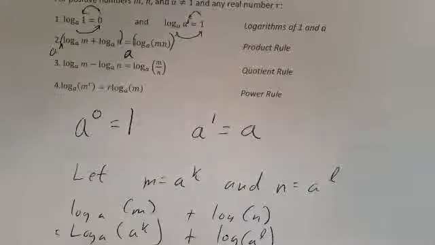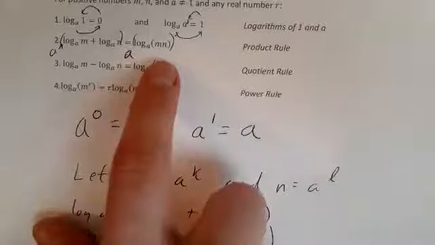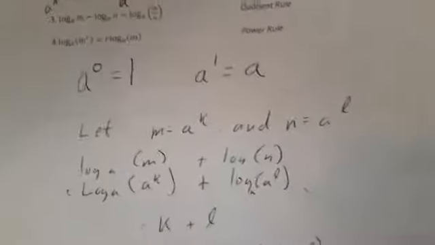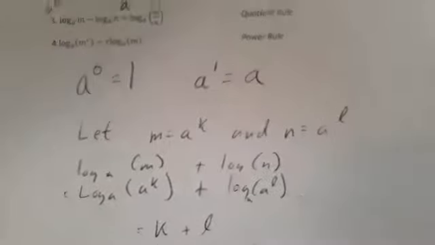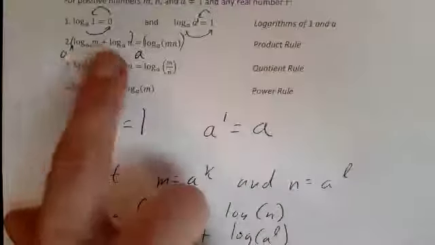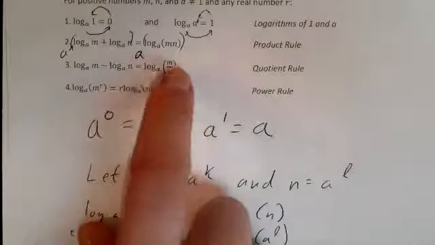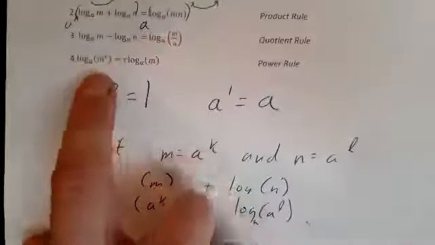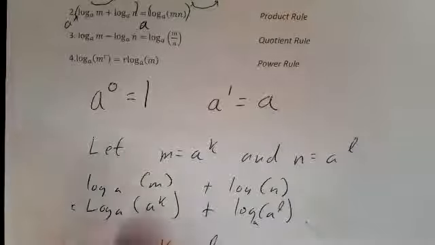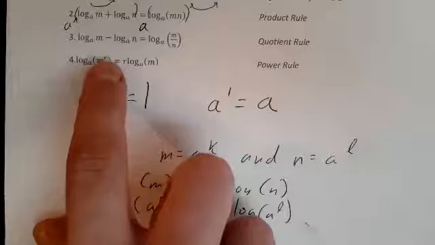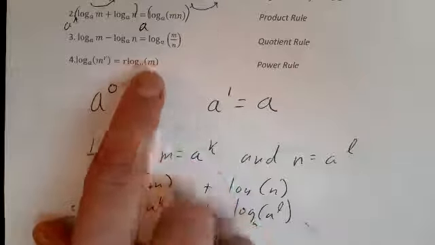And so things inside the log are like a step above things on the outside. If we're adding two separate logs, we can combine them with multiplication on the inside. If we're subtracting two logs, we can combine them with division on the inside. This is log base A of M to the R. So if we have exponents raised on the thing inside the log, we can bring those exponents down in front.